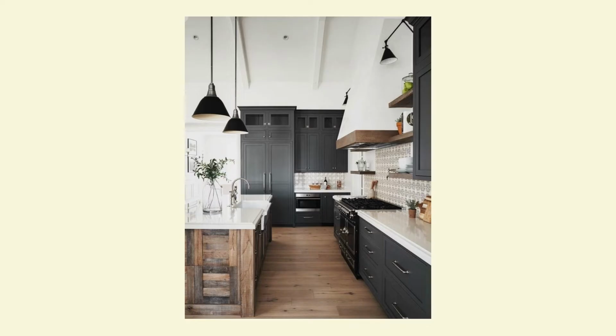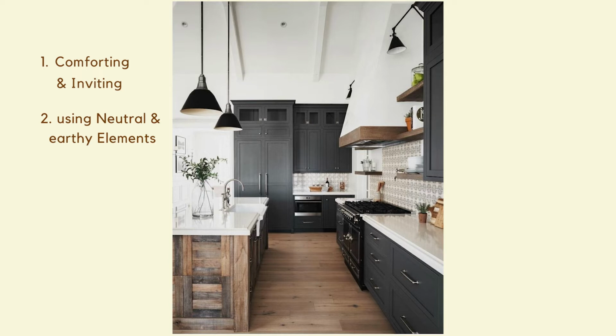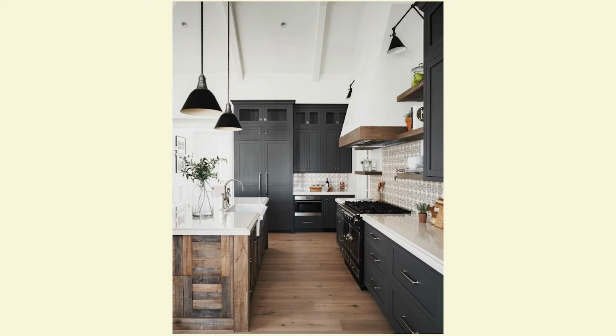So let's start with the farmhouse kitchen. The main thing to keep in mind is that all your spaces need to be comforting and inviting, using neutral and earthy elements like this modern farmhouse style open plan kitchen. You can see they have a wooden island and a really sleek modern countertop.